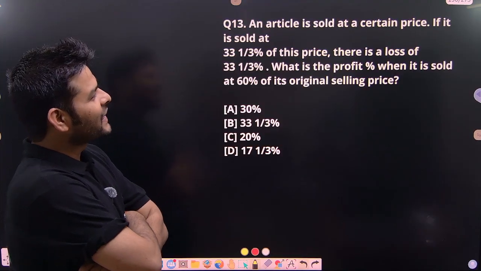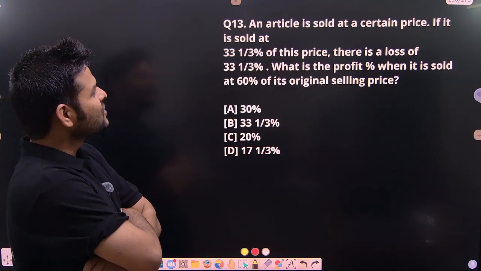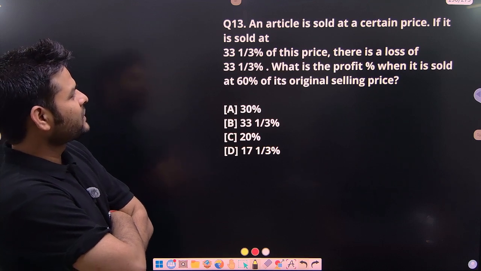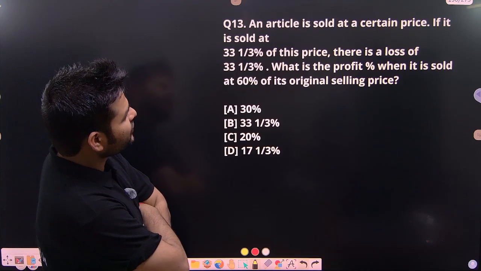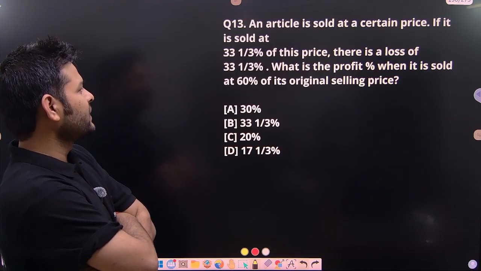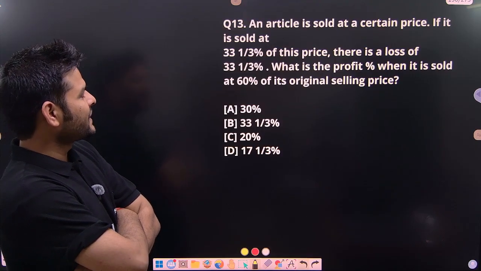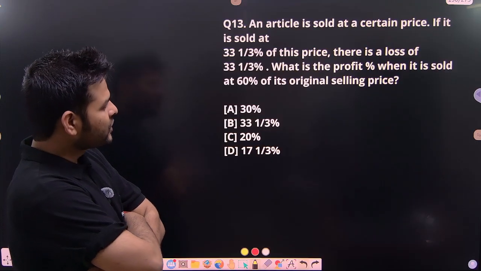An article is sold at a certain price. If it is sold at 33 whole 1 upon 3% of this price, there is a loss of 33 whole 1 by 3%. What is the profit percent when it is sold at 60% of its original selling price?